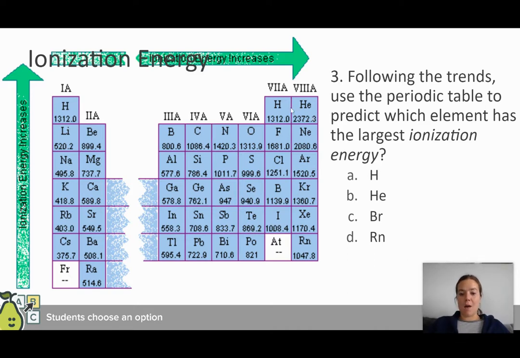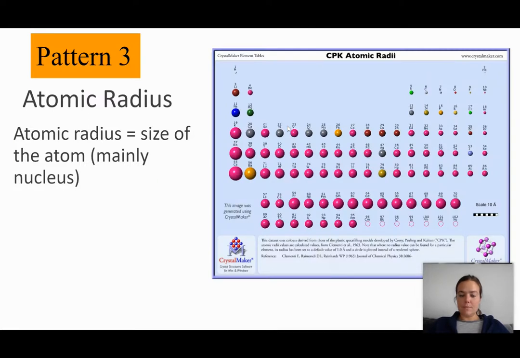That is in the top right corner, the highest ionization energy. All right, our next pattern we're going to look at are the atomic radii. And so these are approximations. These aren't perfect, obviously, because it's not super easy to visualize what a single atom looks like. But this kind of gives you a visual of the difference in size of different atoms.